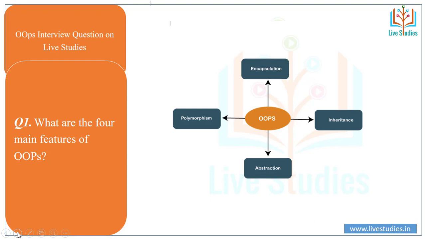There are two types of polymorphism: overloading and overriding. Basically, it means one name but multiple forms.